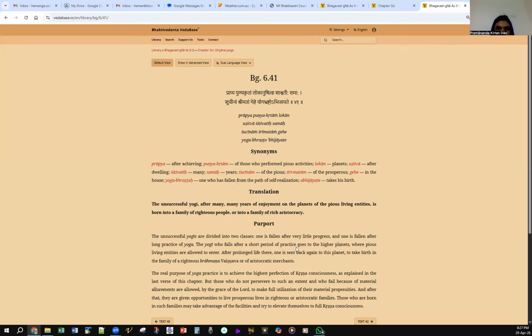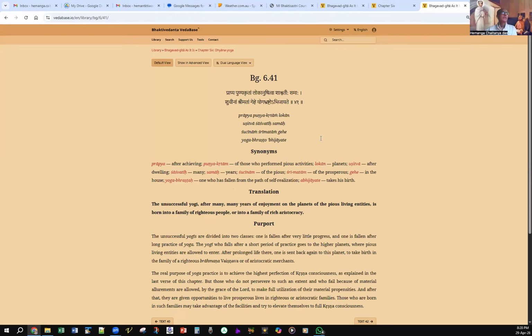Prapya punya kritam lokan, usitva shashwati samah, shuchinam shrimatam gehe yogabhrashto 'bhijayate. Srila Prabhupada's translation: The unsuccessful yogi, after many, many years of enjoyment on the planets of the pious living entities, is born into a family of righteous people or into a family of rich aristocracy.